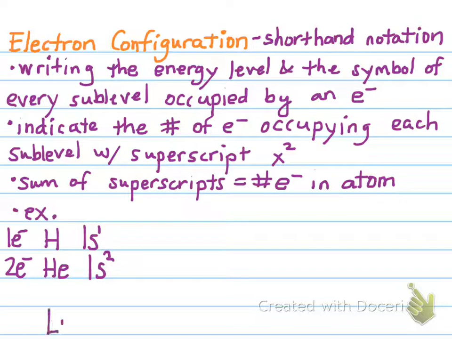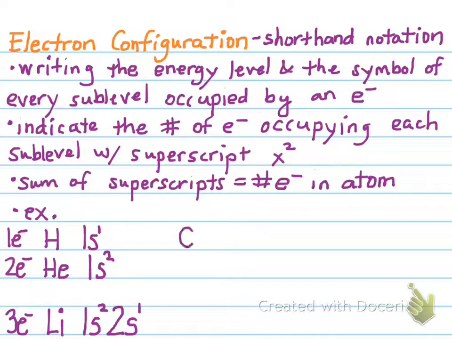For lithium, which is atomic number 3, so it has 3 electrons. Again, I'm going to still start at my top left, so that's my 1s, and I'm going to have 2 electrons in it, which takes me to helium. And then my next energy level I come to is my second, and my S sublevel, and it will only have 1 electron to give me a total of 3 electrons.